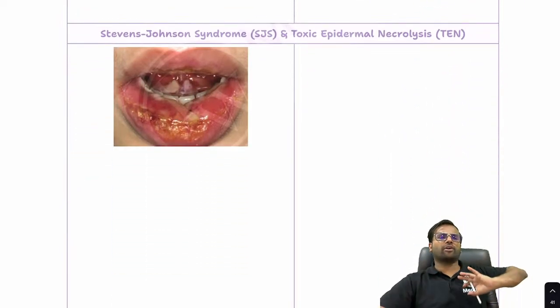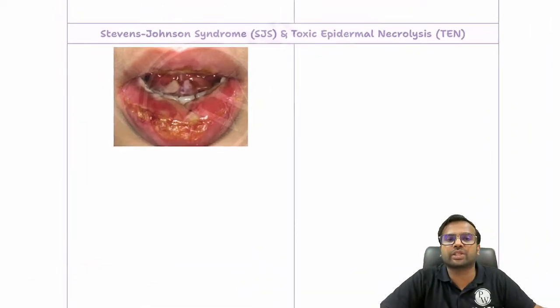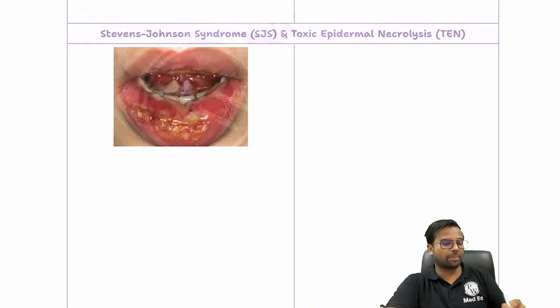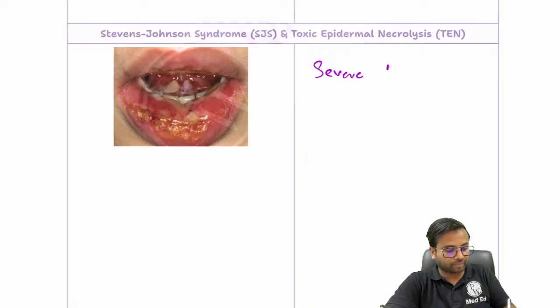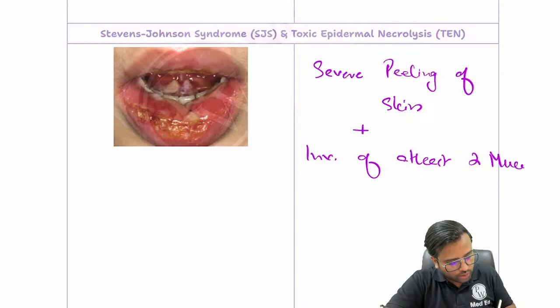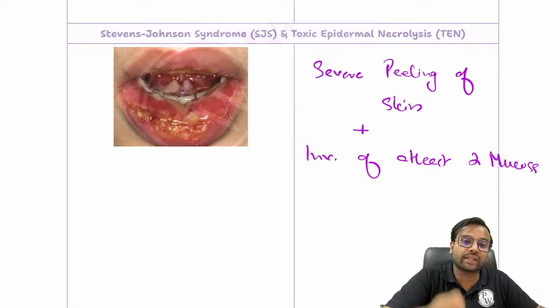Now, talking about a very severe type of drug eruption, and what is that? That is called as Stevens-Johnson syndrome and toxic epidermal necrolysis. So, what happens in Stevens-Johnson syndrome and toxic epidermal necrolysis? There is going to be a severe peeling of the skin along with the involvement of at least two mucosa, isn't it? There would be an involvement of at least two mucosa. That is where you can find Stevens-Johnson or toxic epidermal necrolysis.